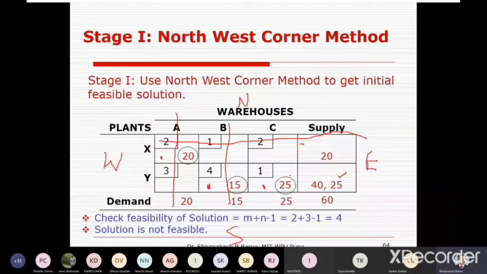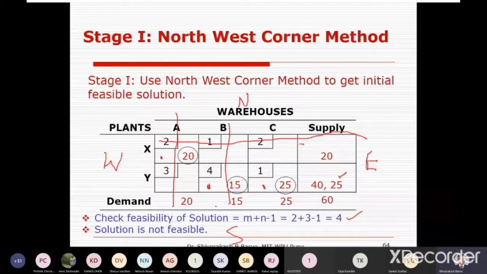Now check feasibility of the solution. To check feasibility, we have to check whether M plus N minus 1 allocations are there or not. These shifted groups of units, that is 20, 15 and 25, are called allocations. Here M equals 2, the number of rows, and N equals 3, the number of columns, so 5 minus 1, there should be 4 allocations. But we have finished the problem with only 3 allocations, so this is not a feasible solution.